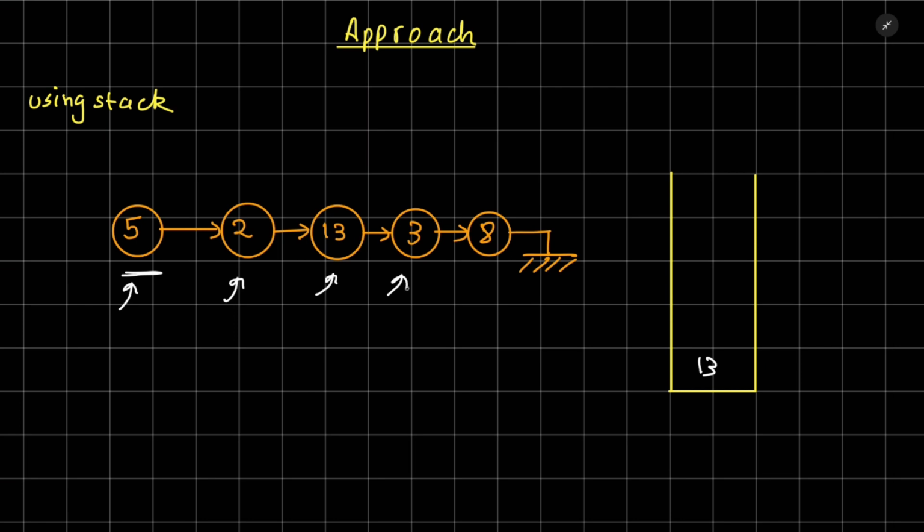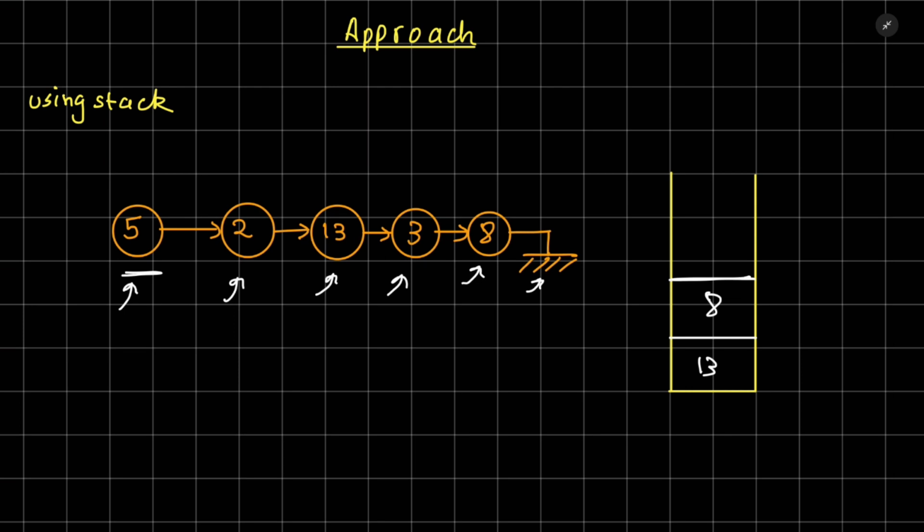Then we'll move to 3. Now 3 is lesser than 13, so it's on the right, it will work, so we'll push 3. And now we have 8. 8 is greater than 3, so we need to pop 3 and insert 8. Then we see 13, but 8 is lesser than 13 and it's on the right side, so it will work, so we won't pop 13. When we reach the end of our linked list, we will have the elements in this order.